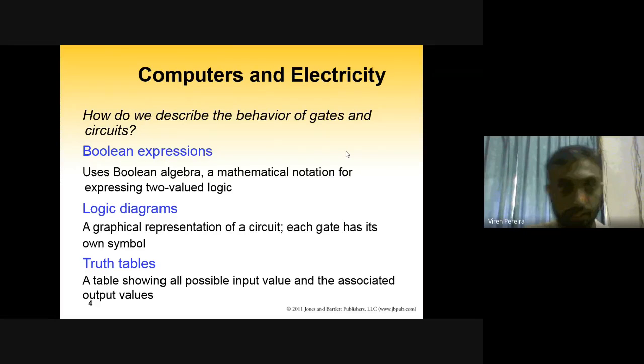First is Boolean expressions, logic diagrams, and truth tables. As seen, a Boolean expression uses Boolean algebra, a mathematical notation for expressing two-valued logic. So basically what is a Boolean expression? You have, say, 2 inputs. It could even be 3 inputs. It could be 5 inputs. Like we have A, B, or A, B, C, or A, B, D, and the output is Y.